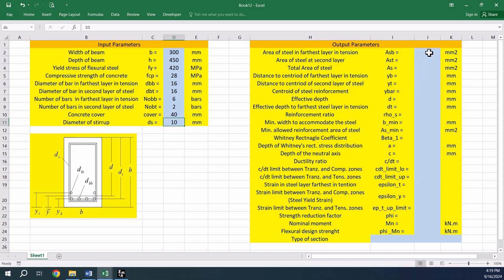Now we will assign names to our output parameters. Please pay attention that the names assigned to the output parameters are completely different from the equations and formulas that will be assigned to calculate these parameters as well. At this particular stage, we are only assigning names to the destinations or addresses in the output parameter zone. Let's start. Click on the address that you want to assign a name to, and then here you can assign the name required, ASB.